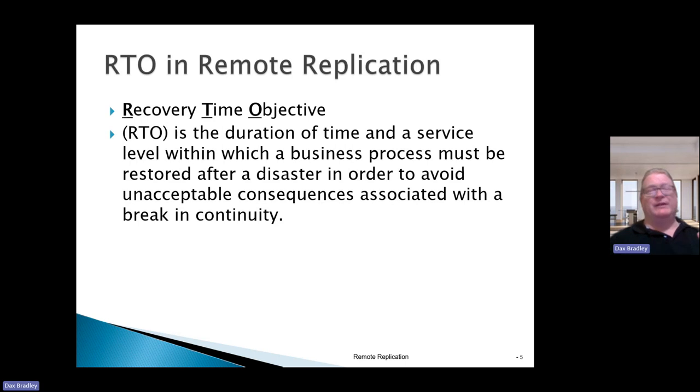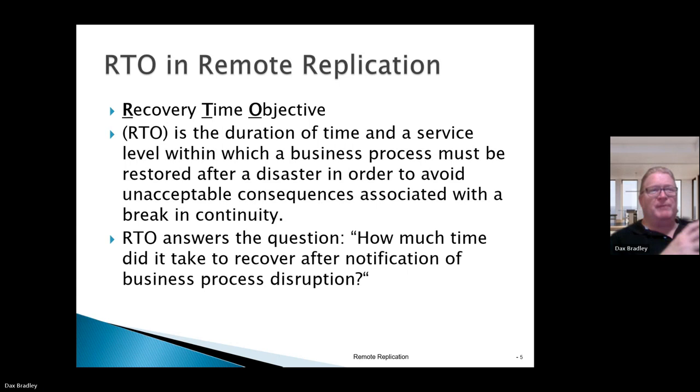And this is going to depend very greatly on what industry you're in and that organization's particular standard for the RTO. The RTO basically exists for us to answer the question, how much time did it take to recover after the notification of a business process disruption? So in the event of some kind of large scale outage or other disaster, how long did it take with a similar scenario? So basically it draws on historic data and helps us to establish a type of benchmark, and that becomes our, hopefully, realistic expectation of the objective. And we want to tighten that. We want to improve it for next time.